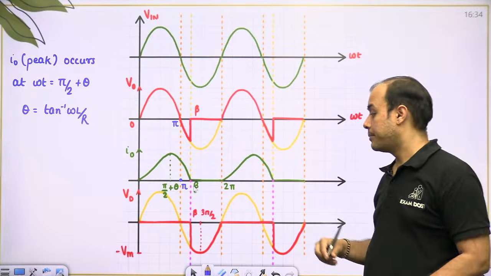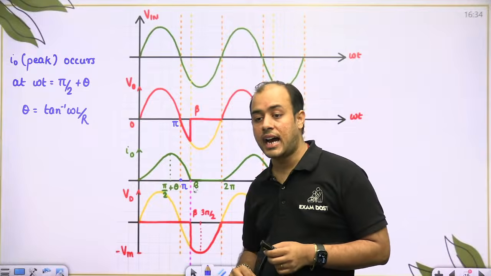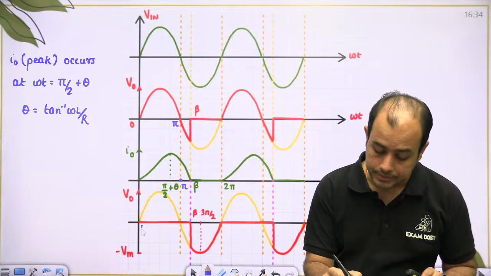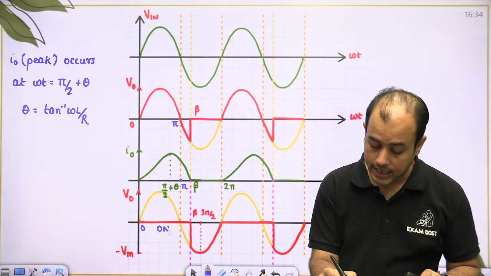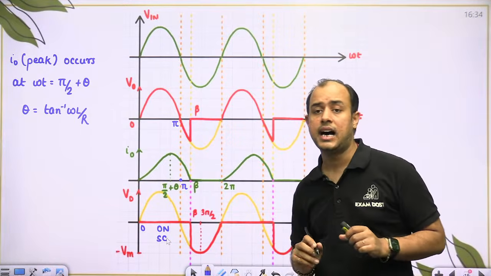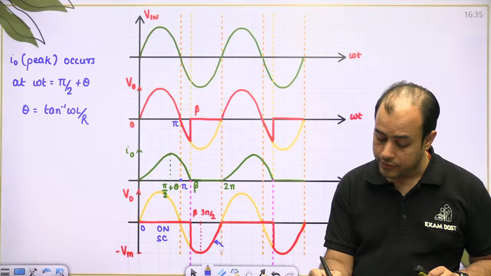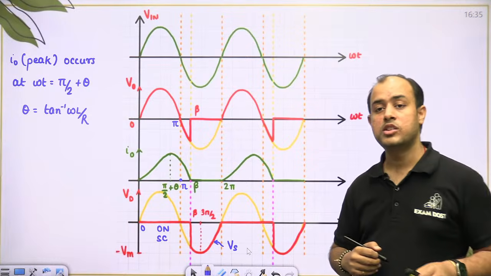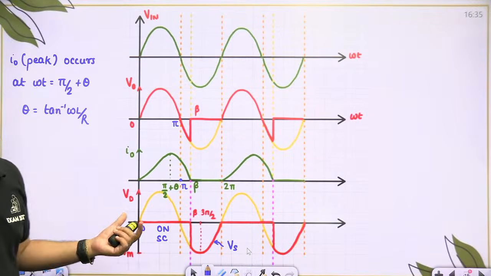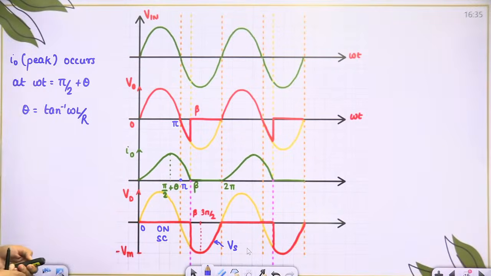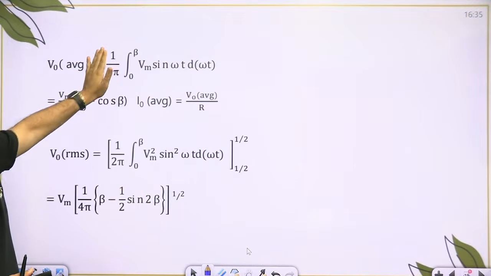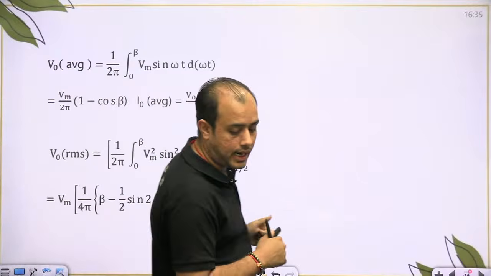Okay. Now, when you talk about the diode, till the time the diode is on, from 0 up to beta, the diode voltage will be 0. It will be a short circuit. After beta, it will follow the supply voltage. So when the diode is off, it will follow the supply voltage, and when the diode is on, the voltage will be 0. Understood, beta? So now, while computing the average, I will integrate from 0 to beta. Okay?